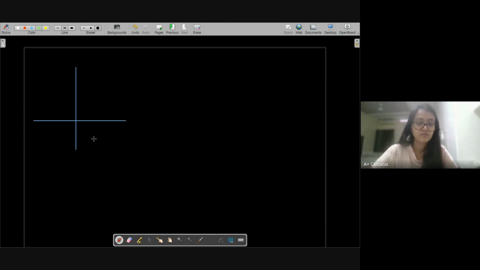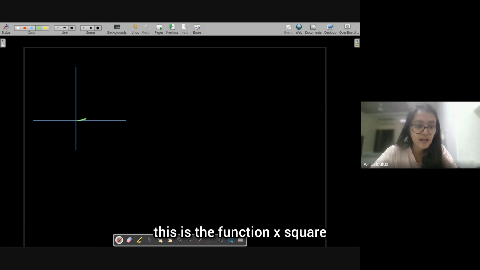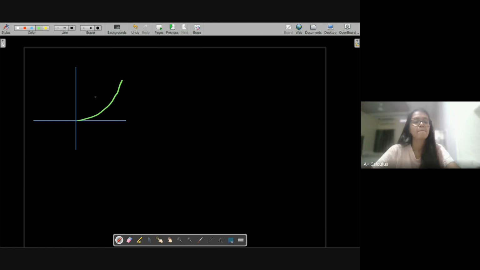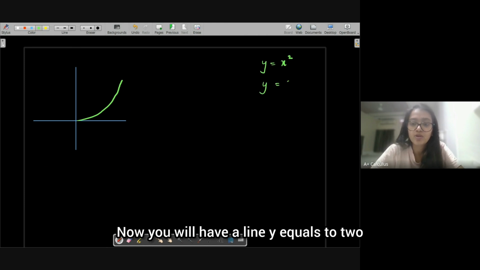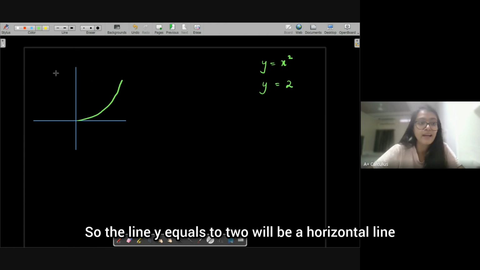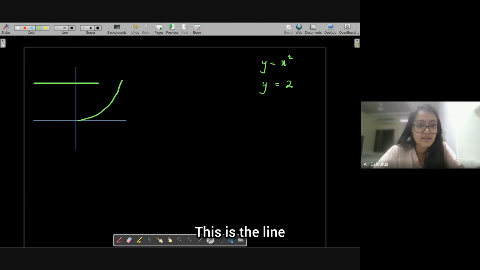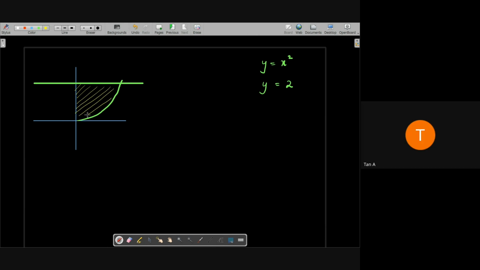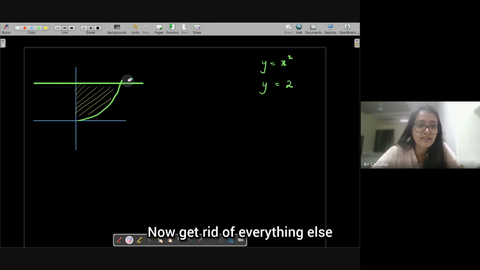So this is the function x squared, okay? And this time, the question will also be different. Now you will have a line y equals 2. So the line y equals 2 will be a horizontal line. This is the line y equals 2. So your region is, shade the region first. This is the region. Now get rid of everything else.